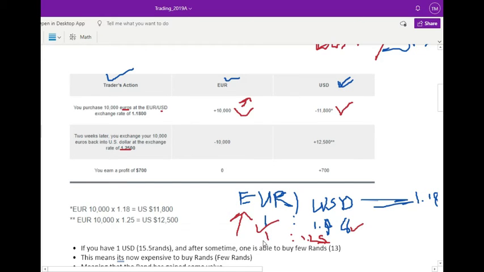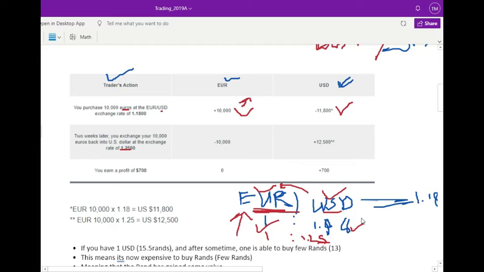Because now 1 euro is able to buy this amount, but two weeks ago it was buying a little amount, 1.18. Now it's buying this, right? Which means this side is what we call the base currency. Let me talk about this in detail. This is what we call the base currency and the quote currency. For a pair, we have two things involved: the base currency and the quote currency. The base is this side. The quote currency is the one that is quoted against the base currency, this side.